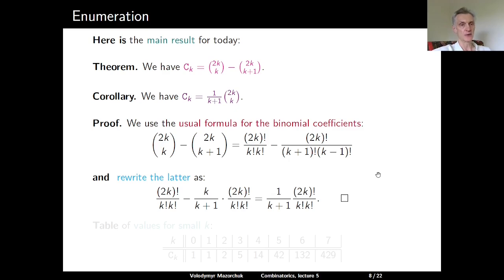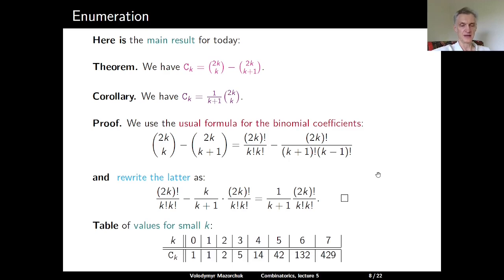We will start proving our theorem from the next slide, but here let us finish with a small table of the values of C sub k for small k. So if k is 0, then C sub 0 is 1. So C sub 1 is 1, C2 is 2, C3 is 5. We explicitly computed this. C4 is 14, C5 is 42, C6 is 132, and C7 is 429.